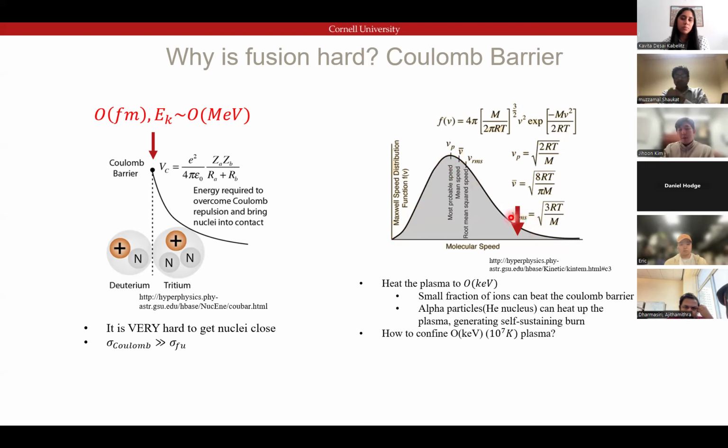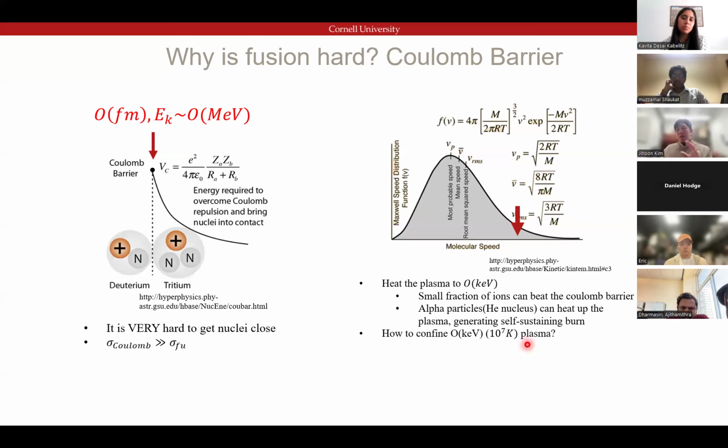And if you can put enough of these fusion constituents into this tail, then they can actually overcome the Coulomb barrier and create a self-heating burn, which will generate a self-sustaining burn. So that sounds all very nice, but if you think about it, even temperatures on the order of 10 to the 7 Kelvin is very, very hot.